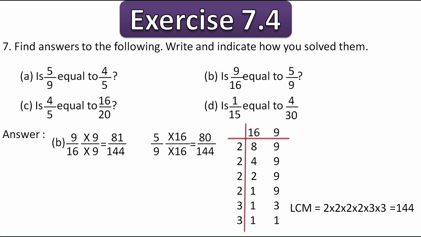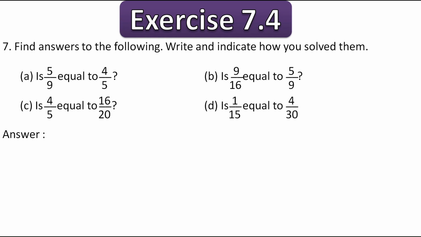So 16 5s are 80 and 16 9s are 144. But here both the fractions are different. Numerator is different. Therefore, these two fractions are not equal. Okay. Now for C, again here we have different denominators as well as different numerators.